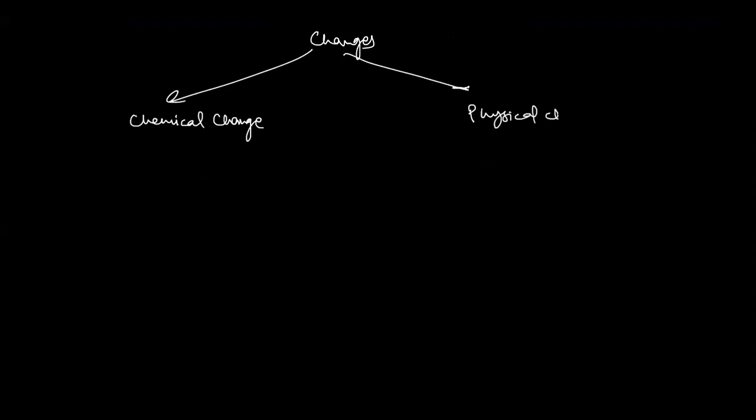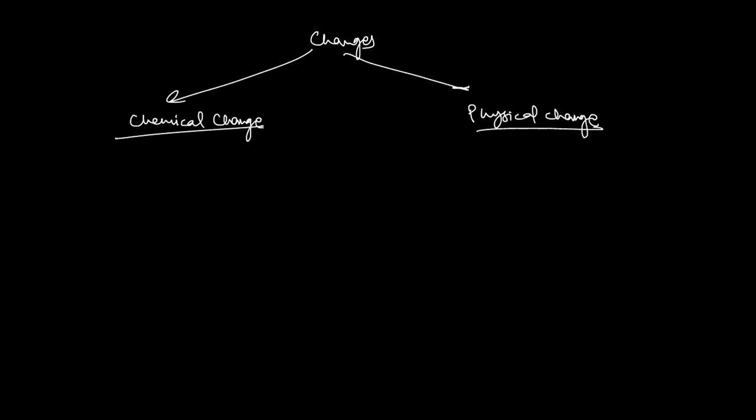There are two types of changes. One is the chemical change, and another one is the physical change. If I'm talking about the chemical change and the physical change, what can be the difference between them? Because I'm saying that a chemical equation is writing a chemical change in terms of symbols and formulas, not the physical change. So do you have any idea what a physical change and a chemical change are?